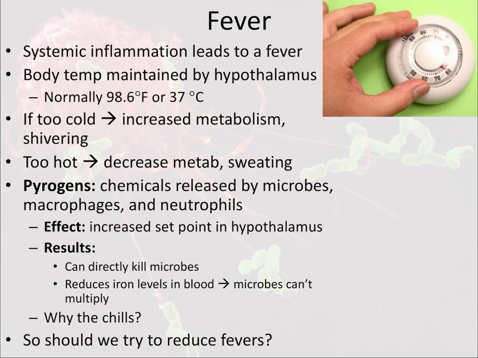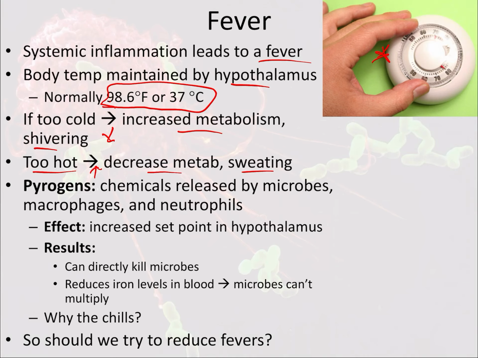All right, and then lastly, fever. Fever is a systemic inflammation. When we get inflammation through our whole body, that leads to a fever. Our body temperature is normally very strongly maintained at 98.6 by an internal thermostat, somewhat like this, in our hypothalamus. If our body gets too cold, if it goes too much below this, then we increase our metabolism to produce more heat, and we can shiver as well, which produces a lot of heat. If a body gets too hot, that temperature goes up, then we decrease our metabolism, and we can also sweat to shed some of that extra heat.